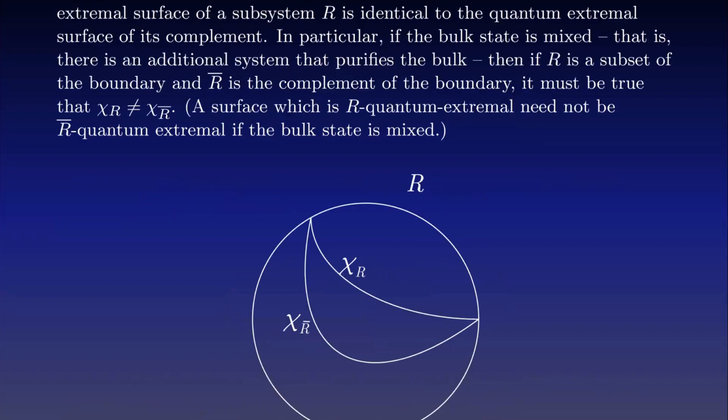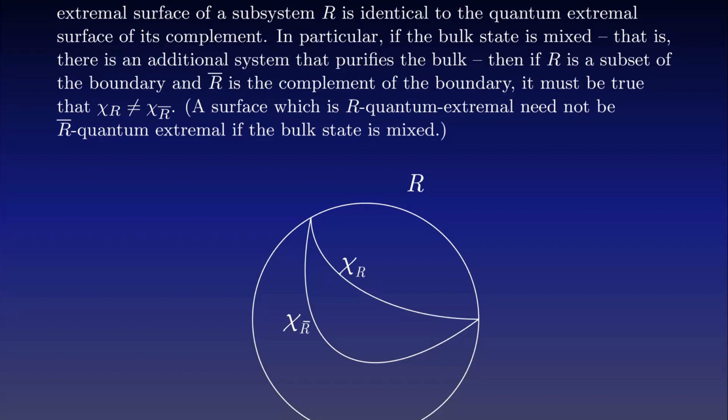Let me make one brief comment, which will turn out to be relatively important, on complementary recovery. If we have a system in a pure state, so if we have a bulk or a bulk plus bath in a pure state, then the quantum and also classical extremal surface of a subsystem R is going to be identical to the quantum extremal surface of its complement. So in particular, if the bulk state is mixed, which is going to be the case in our evaporating AdS black hole, that means there's an additional system that purifies the bulk. And so if R is a subset of the boundary and R bar is the complement on the boundary, then it must be the case that chi R is not the same as chi R bar because we have an additional system, the purifier.